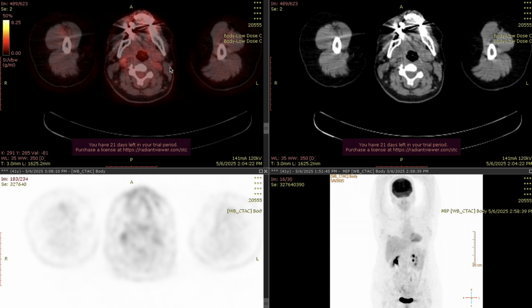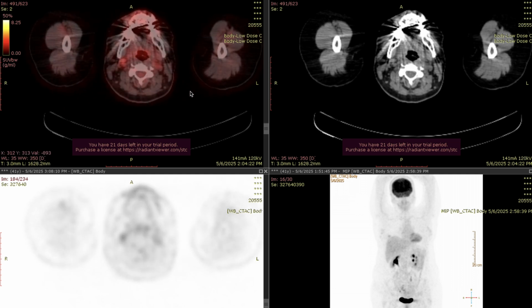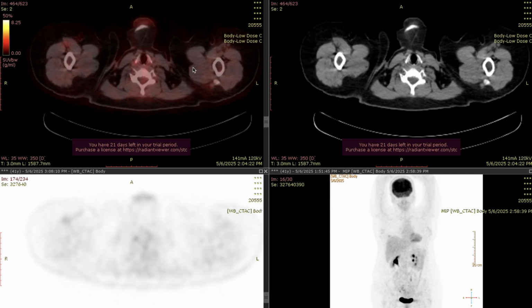However, their metabolic activity is mild, which is good. So they don't have intense FDG activity, and we can expect that they do not have a significant poorly differentiated process inside. There are mildly hypermetabolic bilateral level 3 cervical lymph nodes, and the right one is the prominent one.